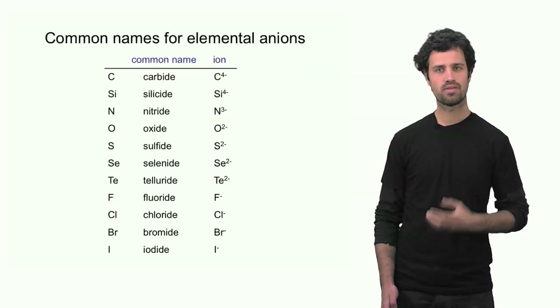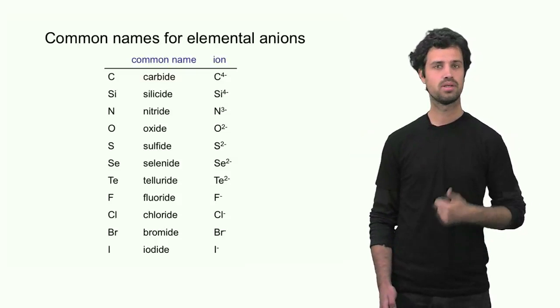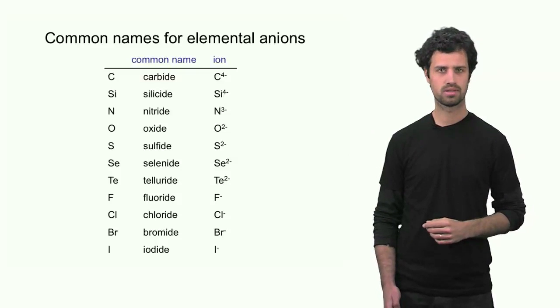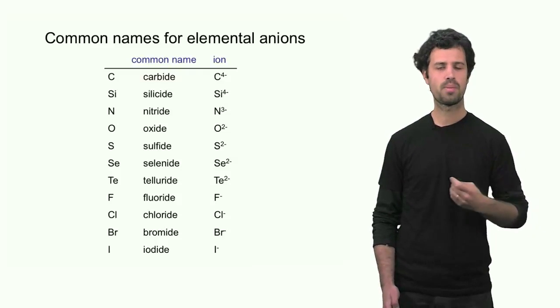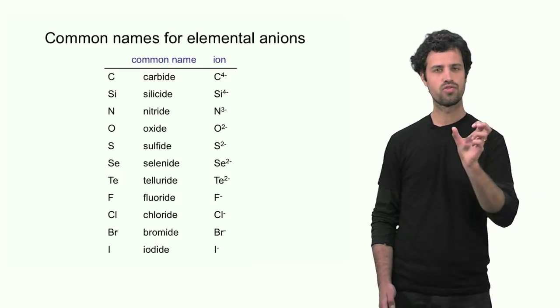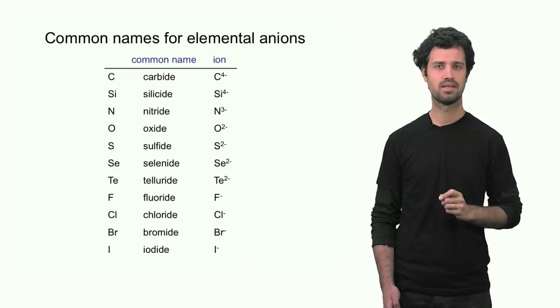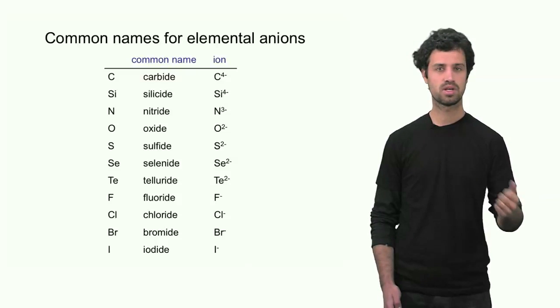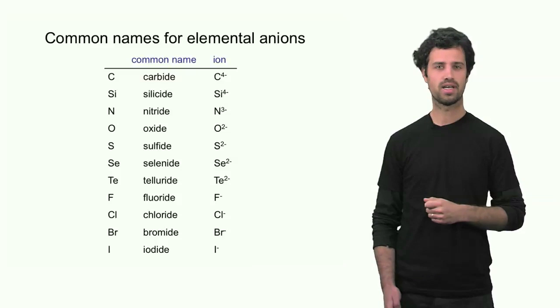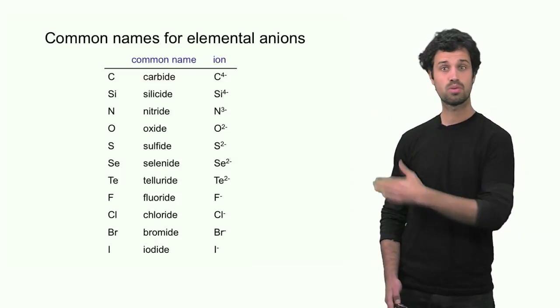Here's a list of very common elemental anions. You see here the anions of carbon, nitrogen, oxygen, sulfur, and so forth. These ions have so-called common names. The common name is defined as the root of the name of the element, for instance, carbon, and then adding the suffix "ide." So carbon becomes carbide. The carbon ion is carbide. Similar for nitrogen. Nitrogen becomes nitride, and oxygen becomes oxide. Now, we'll be using these elemental anions quite a bit in the remainder of the class, so it's good to memorize this list.